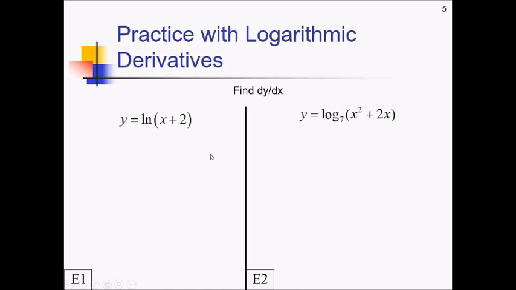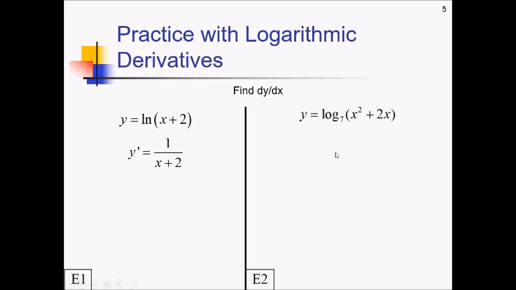So using our definitions of log derivatives and basic derivative rules in general, see if you can come up with the answers to the next two examples. Pause it, give it a shot. All right, so for this one, we're using the rule 1 over something. In this case, that's going to be 1 over x plus 2. And if we're trying to multiply by the derivative of the inner function here, well, that's just 1, so we don't have to write anything.